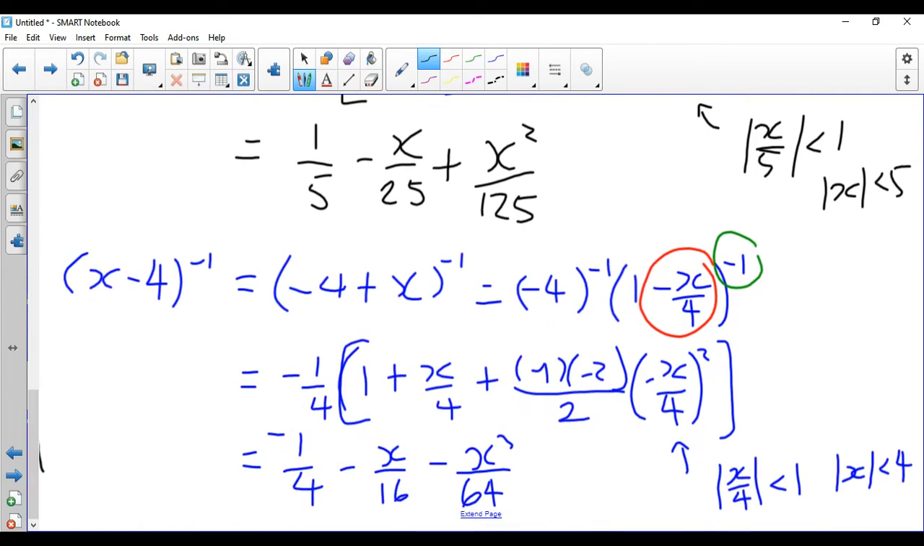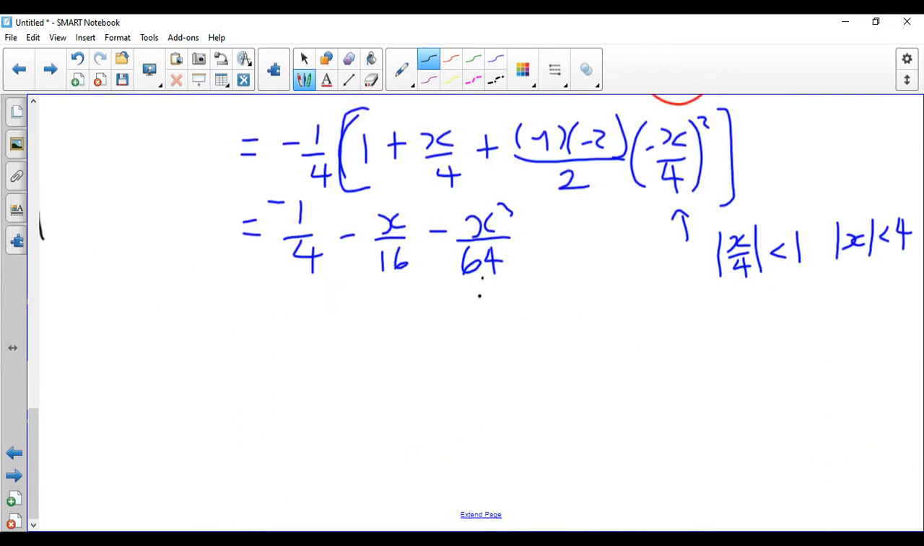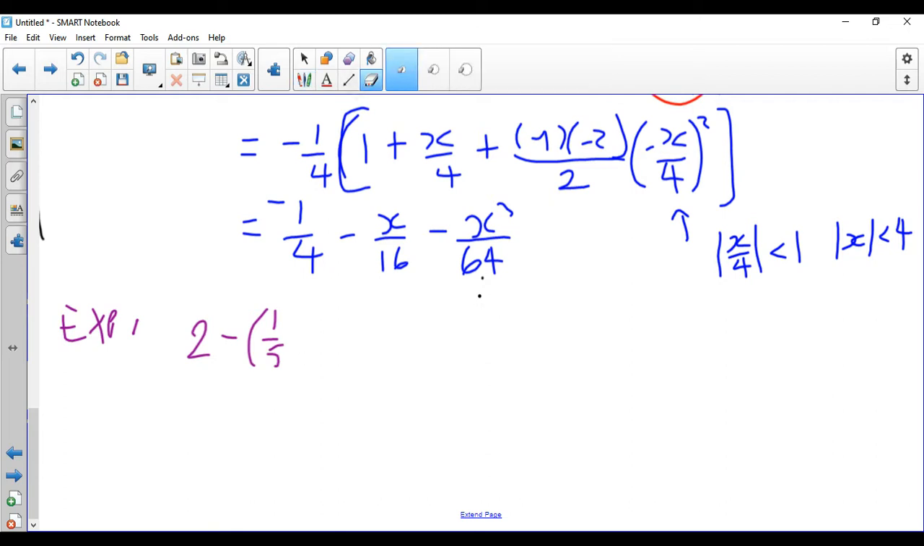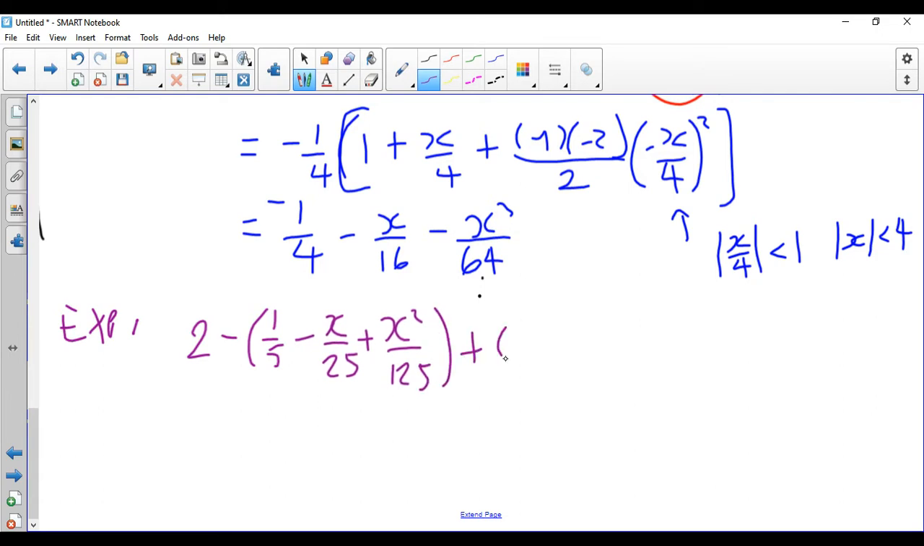Okay, so let's try and put all this together again. We're going to try and keep it neat and tidy. So my expansion, I do like to label it if I've not done it for a while or it's not a follow-on. So we had a 2 minus a fifth minus x over 25 plus x squared over 125 plus 6 lots of the one we've just done, so that's minus a quarter minus x over 16 minus x cubed over 64.